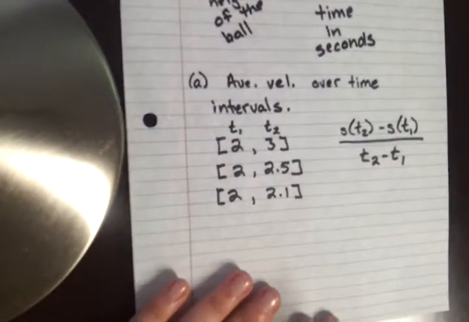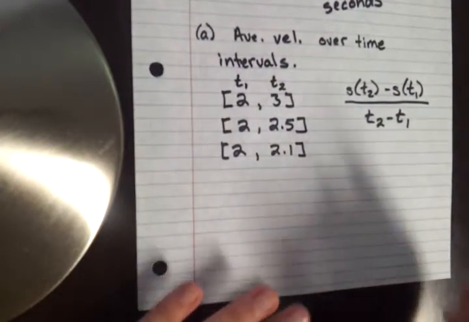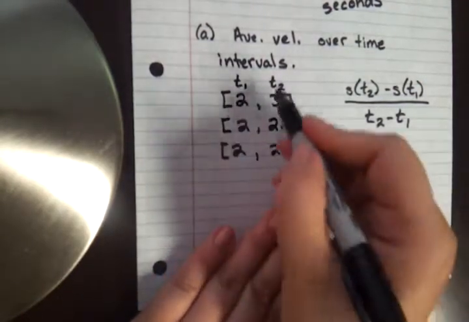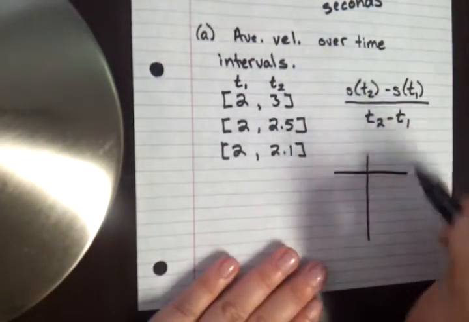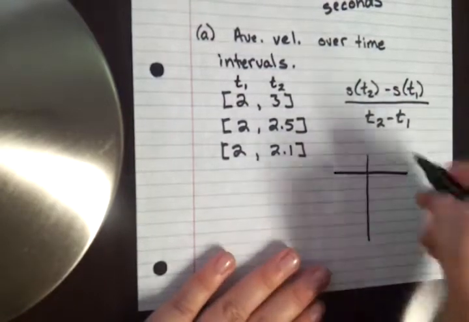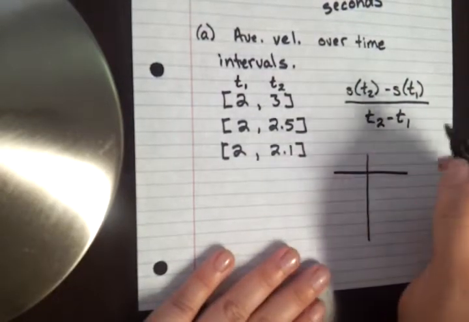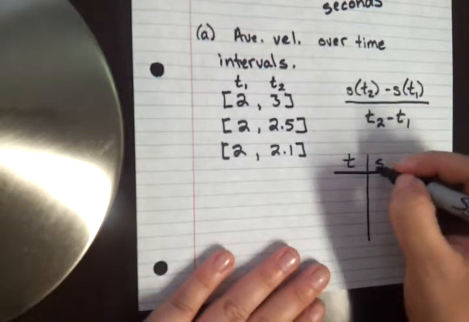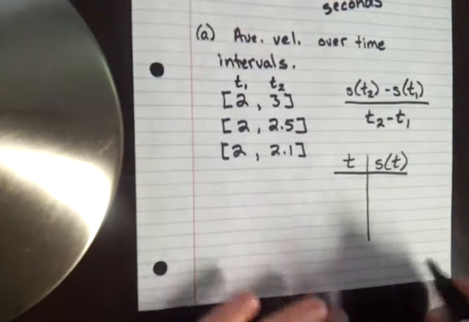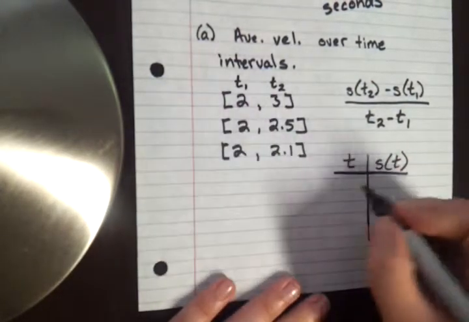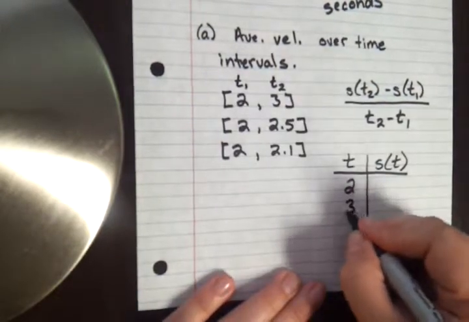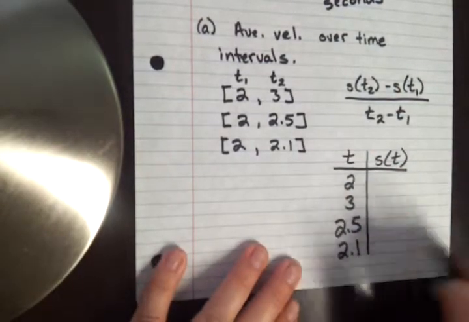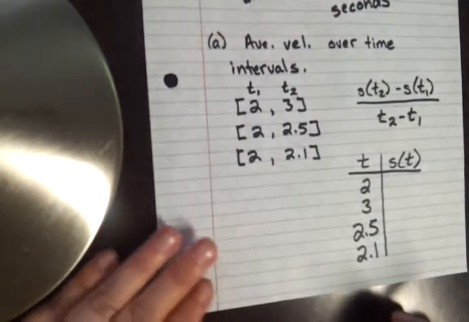So it might actually make this a little bit easier for us to kind of plug things in and solve them. So let's go ahead and make a chart of the values that we need, so that I can just plug in whatever s of t2 is, s of t1, and we'll be able to solve these pretty quickly that way. So for t equals some number, we want to know what s of t is, so that we can just plug it into that formula. So the times that we need to look at are 2, 3, 2.5, and 2.1. And so we want to know what s of t is for each of those.